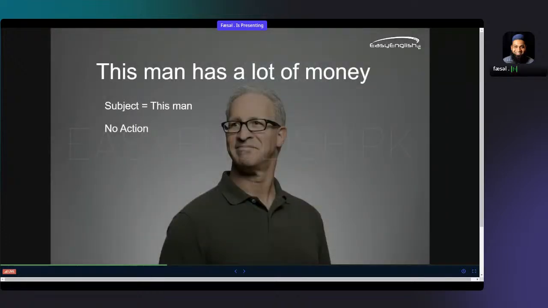Now, this man has a lot of money. In this example, I'm talking about this man. So the subject is this man. And there's no action in this sentence. You can see there's no action. I'm just talking about somebody. I'm telling about a man what he possesses.